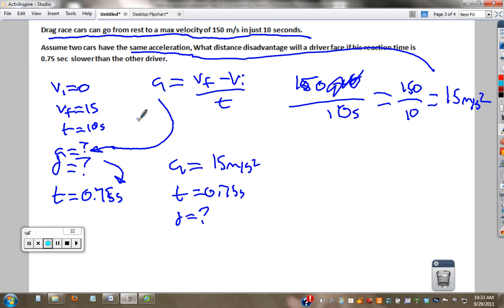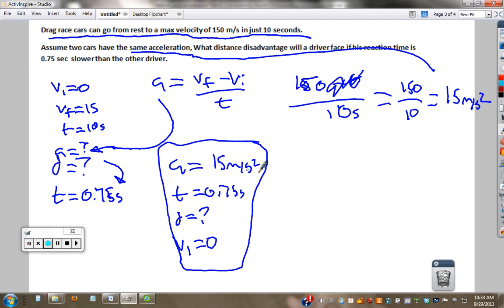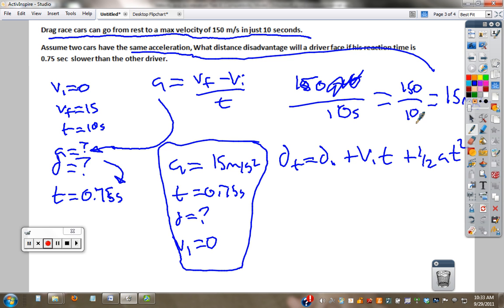Alright, so the problem is we don't quite have enough yet, but remember that it's a race. They start from scratch. V initial equals 0. The formula, pick out what formula would you use with these variables. Try to pick it out. Pause the video. You know distance final equals distance initial plus VI t plus 1/2 AT squared. And now this works because I don't need to know the final distance of this race. I just need the initial.